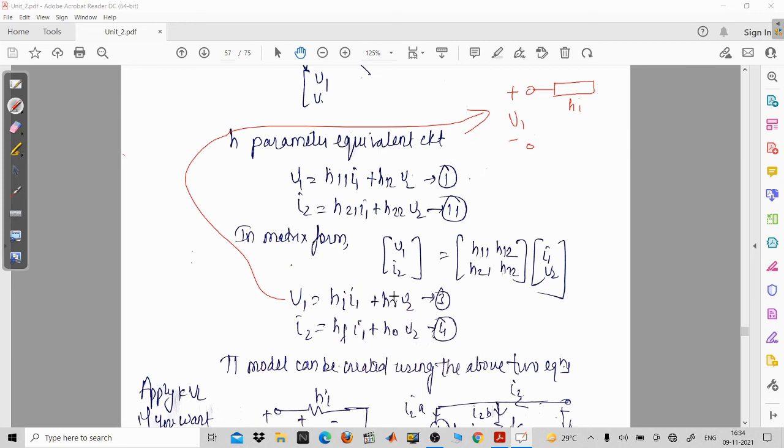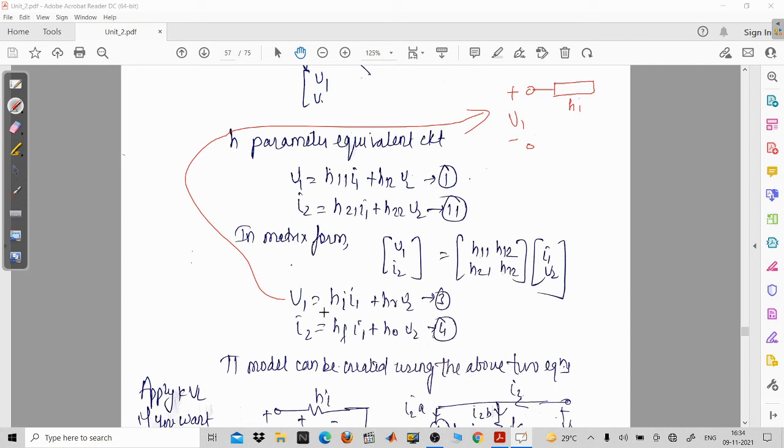Now you can see here HR means what? HR is the ratio of the voltages. Fine. So it is dimensionless. This HR is not having any dimension, not having any SI unit, because we have taken the ratio of the voltages, and that too a reverse voltage. So this HR is a dimensionless quantity.